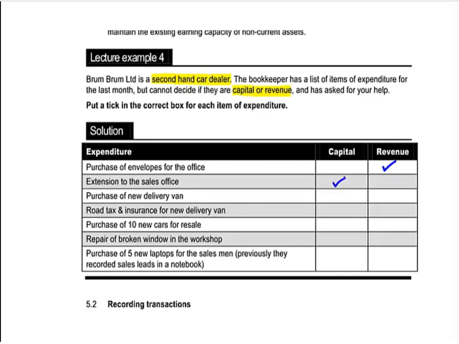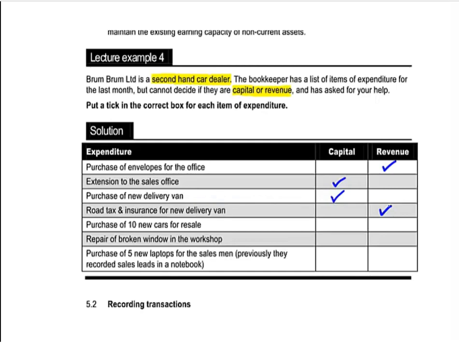We're also asked to consider purchasing a new delivery van. It's assumed then that the delivery van will be kept and not sold on, and so that will be capital expenditure because we're going to use it typically for more than 1 year would be the test we would use. The road tax and the insurance for the van, although the van is capital expenditure, those running costs are revenue expenditure. They don't actually enhance the value of the van, they're just expenses that we need to incur in order to be able to use the van.